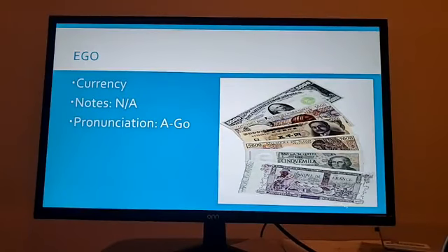We mentioned A-Goe earlier. It's money, but it also means currency in general. So any type of money, no matter what country it comes from, you call it A-Goe. A-Goe, currency.